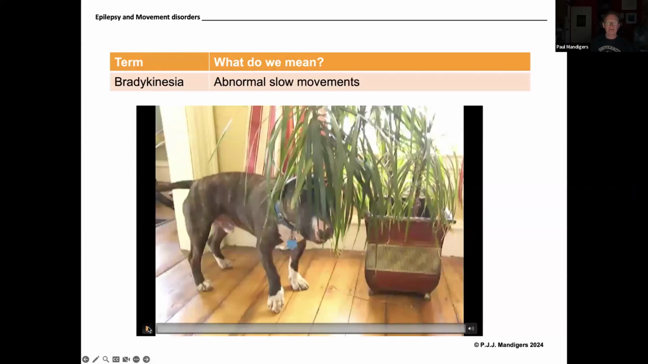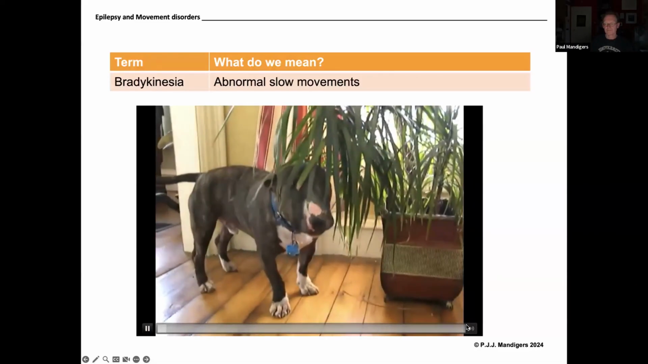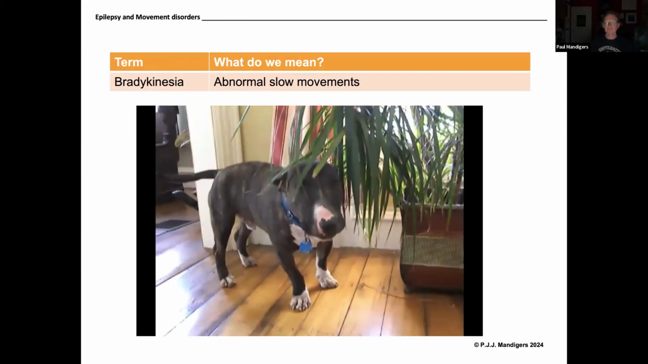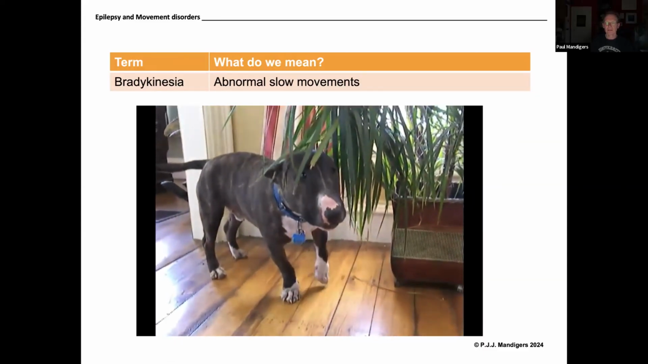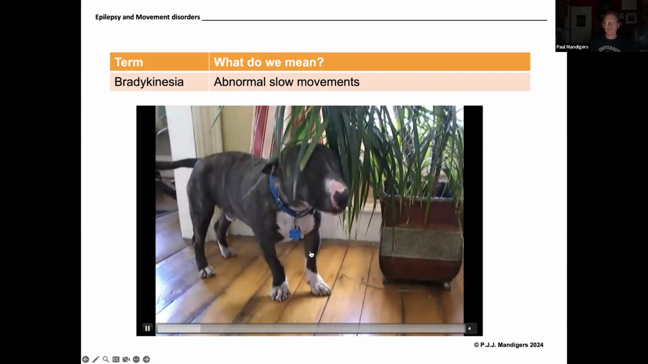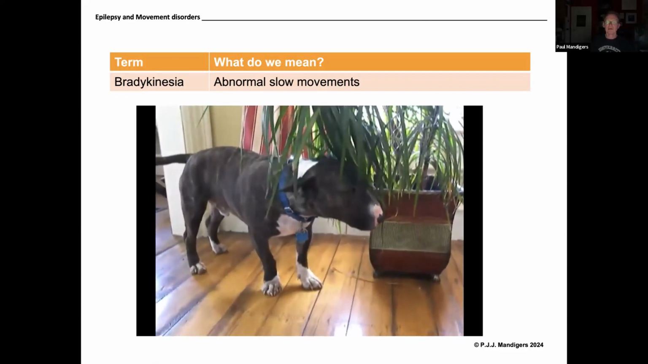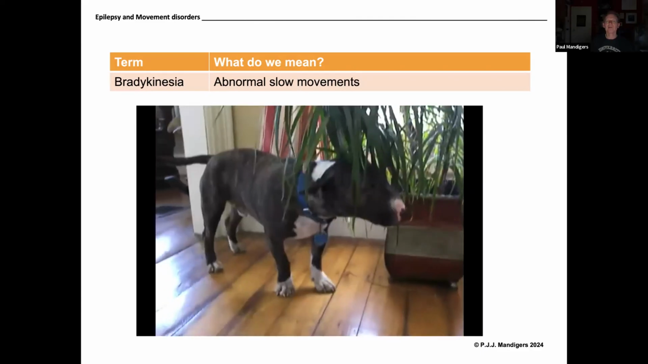And this is bradykinesia. So it's a very slow abnormal movement. They also call it, because it's a thing we see in English bull terriers, trancing bull terriers.